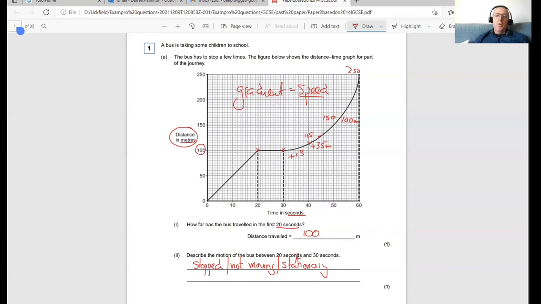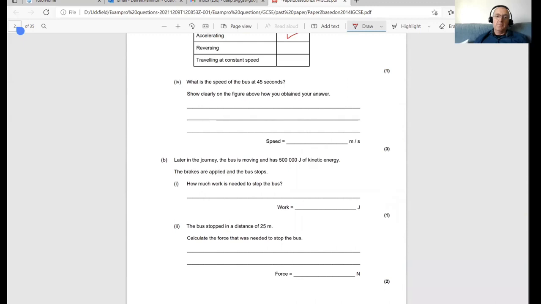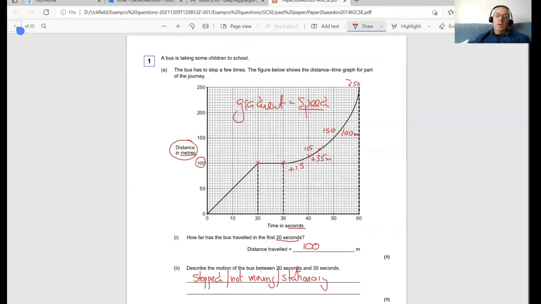What is the speed? Well, what we have to do here, and I'm not going to be able to do this terribly well, freehand, what you need to do to get the speed at 45 seconds is to draw a tangent to the curve at that point. So you would take a ruler, which I don't have here. I can't do it very well on my tablet. Take a ruler and you draw a tangent to the curve. Your tangent should just touch here, and then you work out the gradient of that tangent.